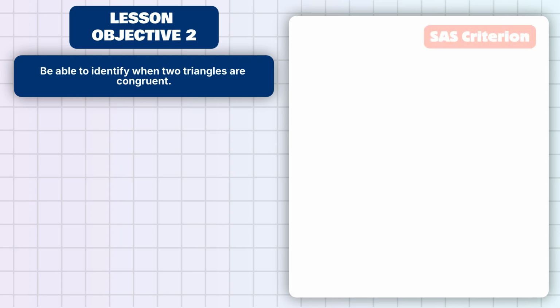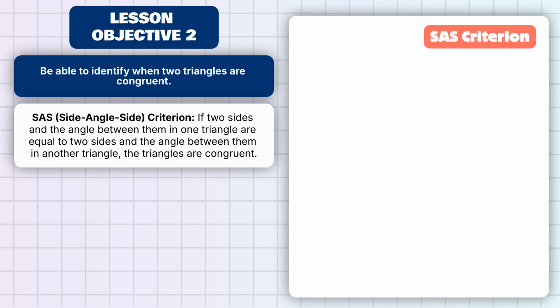Next, we have the side-angle-side criterion. This says that if two sides and the angle between them in one triangle are equal to two sides and the angle between them in another triangle, the triangles are congruent.